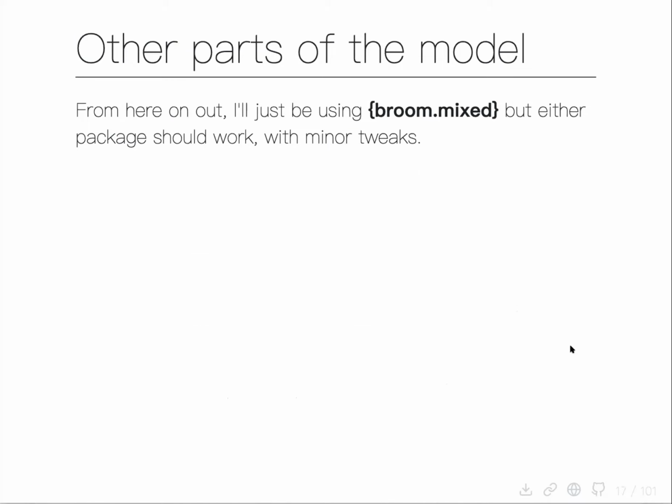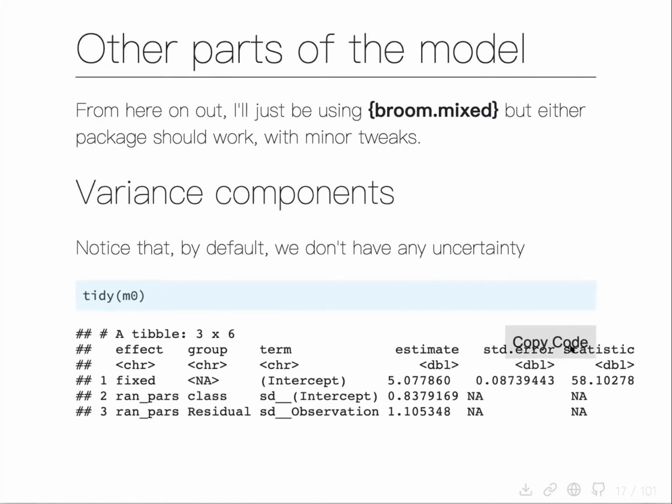Okay, other parts of the model. As I mentioned, I'm going to use broom.mixed from here on out, but you should be able to do this with other ones too. Okay, variance components. By default, the variance components, when I say tidy M0, we don't get a standard error on those things, okay?